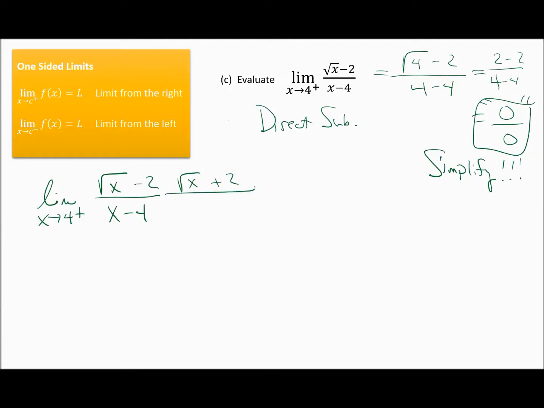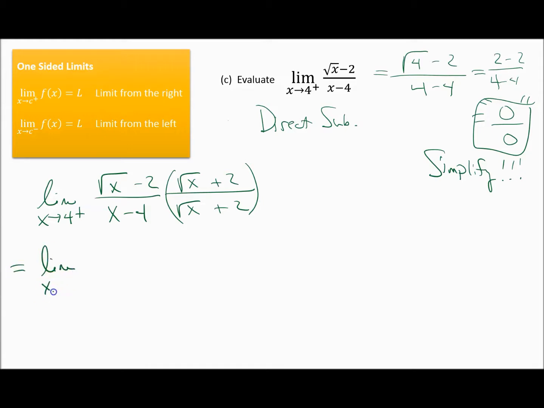Now, I can't just do that in the numerator. I have to multiply it in the denominator as well. Remember, that's called a unity fraction. This is just equivalent to 1. So really, I'm not changing the value of my function. Now, if I simplify this, it's going to agree at all but one point, but it has to simplify. So now let's keep going.